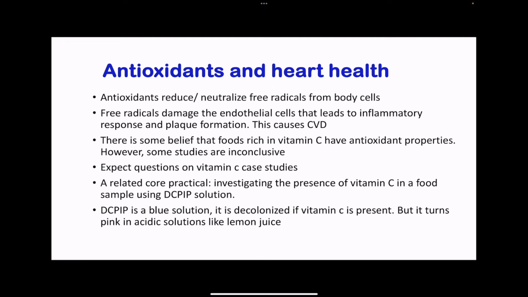Expect questions about vitamin C case studies, and they can also ask you about the core practical of investigating the presence of vitamin C in a food sample using DCPIP. This is usually going to be in Unit 3, but it can also be in Unit 1. Remember, DCPIP is a blue solution that is decolorized if vitamin C is present, but it's going to turn pink if acidic solutions like lemon juice are the ones tested for vitamin C.